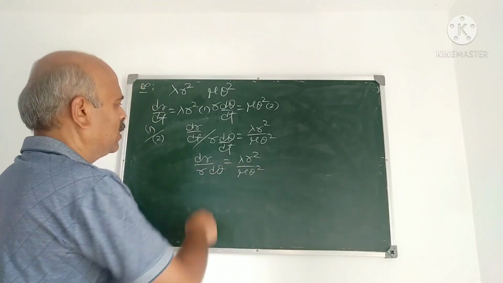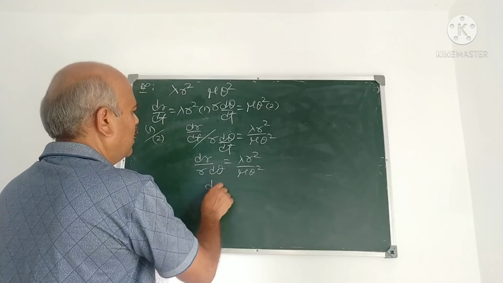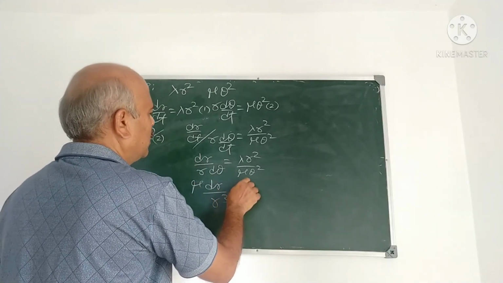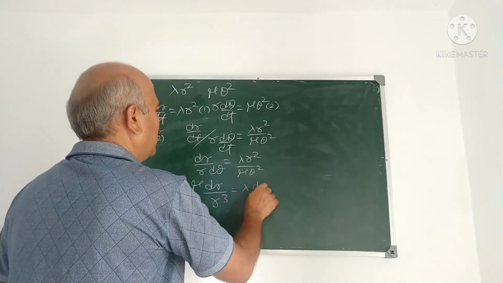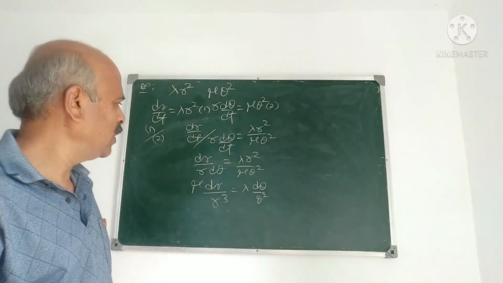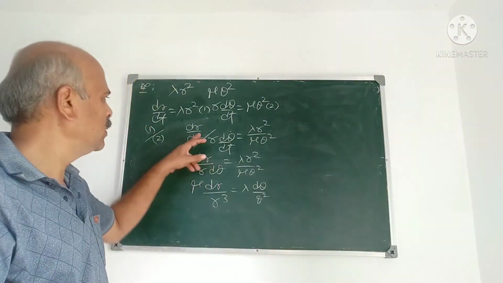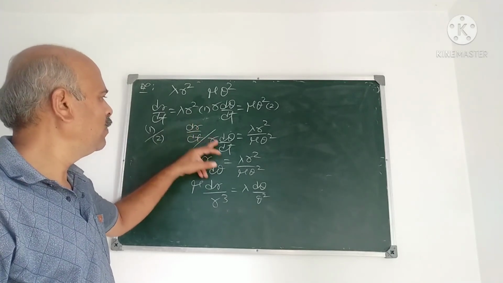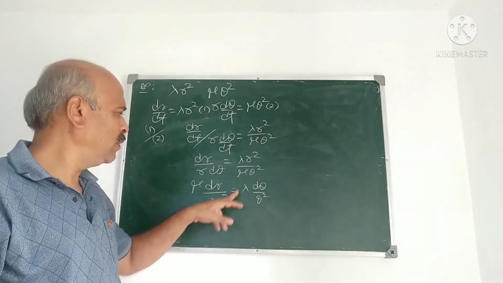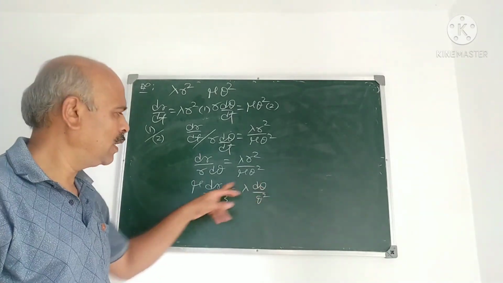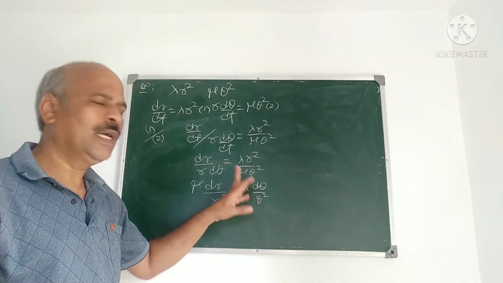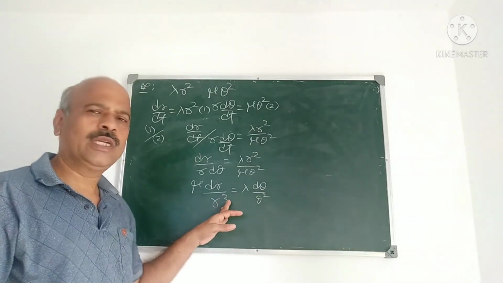Now we separate the variables. Dr by r cube into mu is lambda d theta by theta square. The steps are quite straightforward, I think all of you followed this. I have taken 1 divided by 2 and obtained a first order differential equation where the variables, r and theta, are separated.